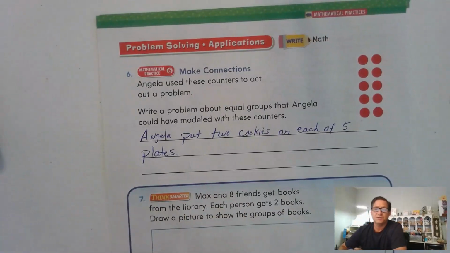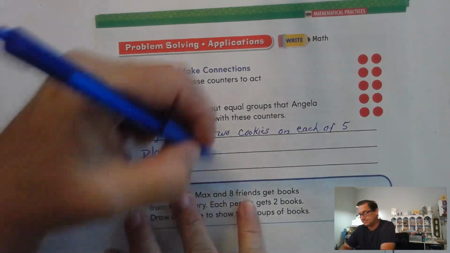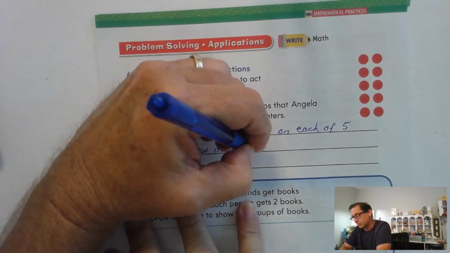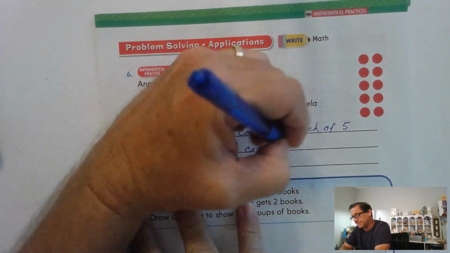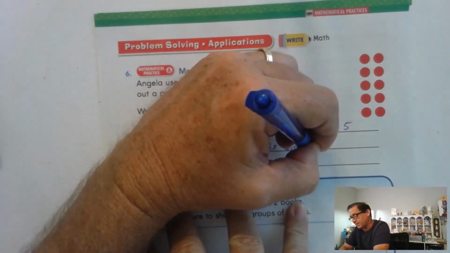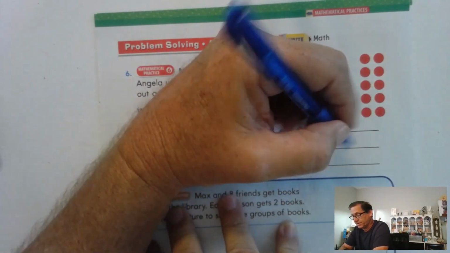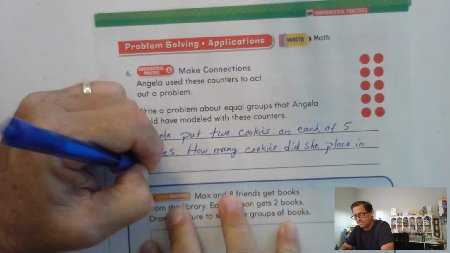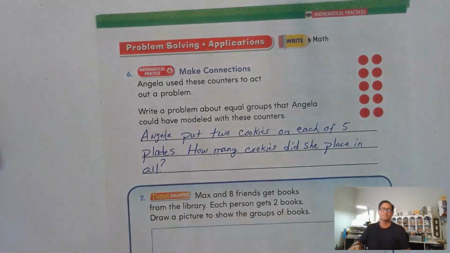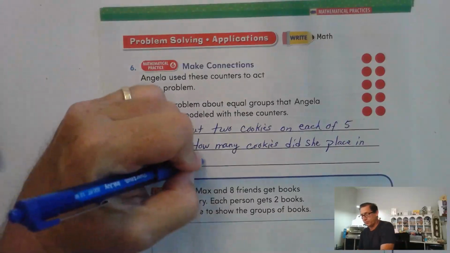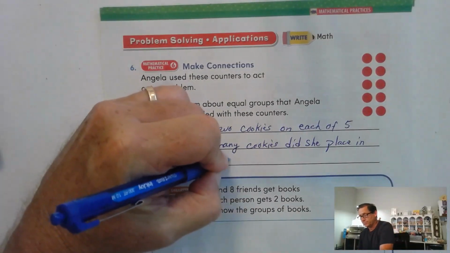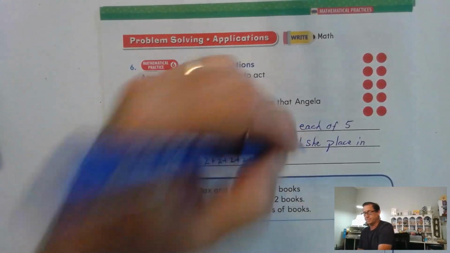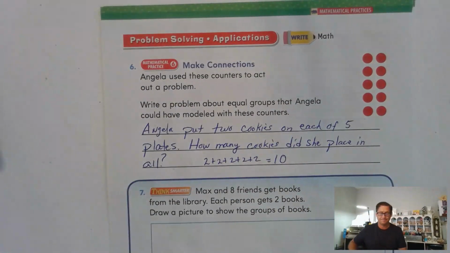So maybe Angela put two cookies on each of five plates. What would be the question? How many cookies did she put on the plates? How many cookies did she place in all? Okay. And then it would have been 2 plus 2 plus 2 plus 2 plus 2. For a group of 10.